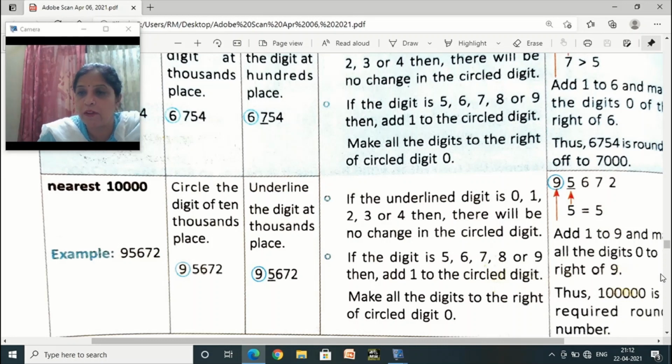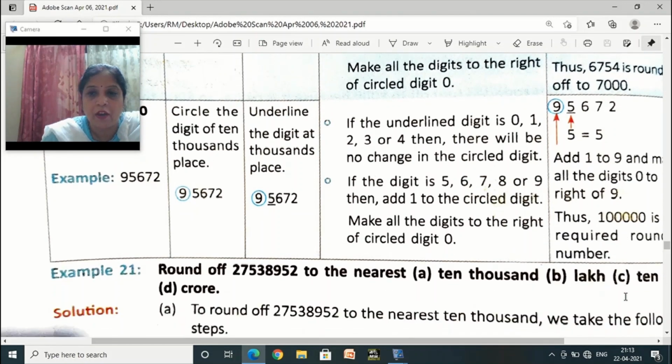Now, what will happen here? You can see in step 4, you have underlined 5, and 5 is equal to 5, so what will happen? Add 1 to 9 and make all digits to the right of the 9 zero. Thus it will be rounded off to 1 lakh. So 95,672 will be rounded off to 1 lakh.